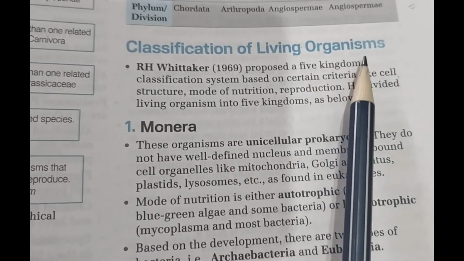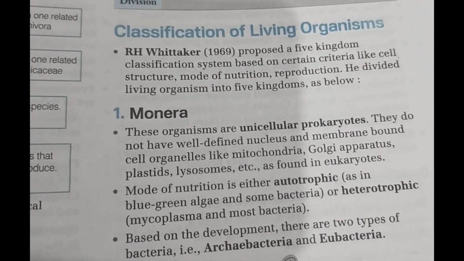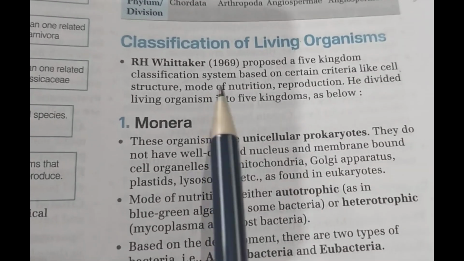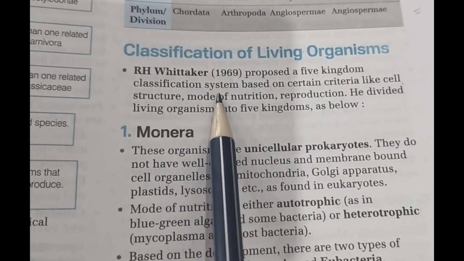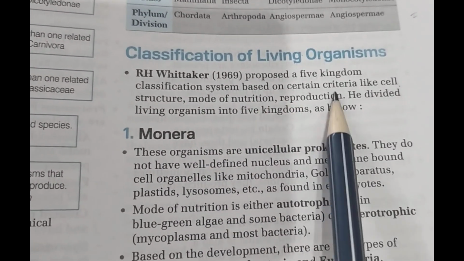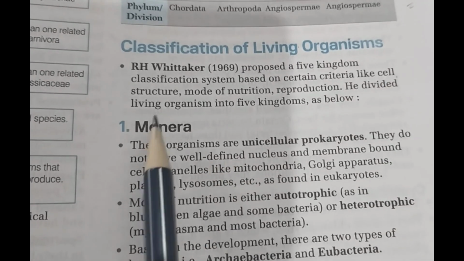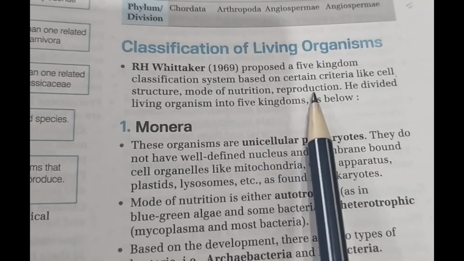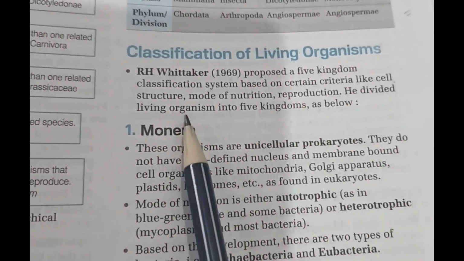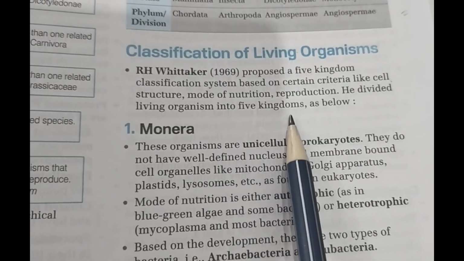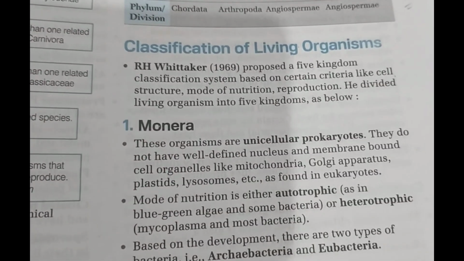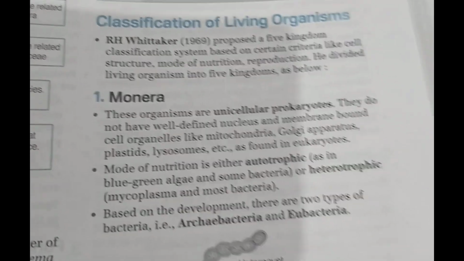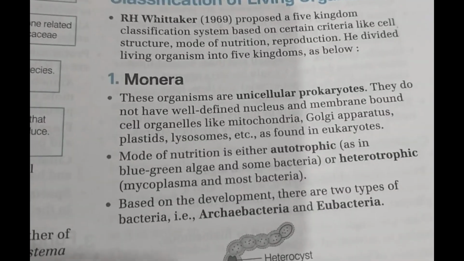Classification of living organisms. R.H. Whittaker in 1969 proposed a 5-kingdom classification system based on certain criteria like cell structure, mode of nutrition, reproduction. He divided living organisms into 5 kingdoms. इन्होंने क्या किया था, जो लिविंग ऑर्गेनिज्म है इनको 5 किंगडम्स में डिवाइड किया था. So the first one is Monera.